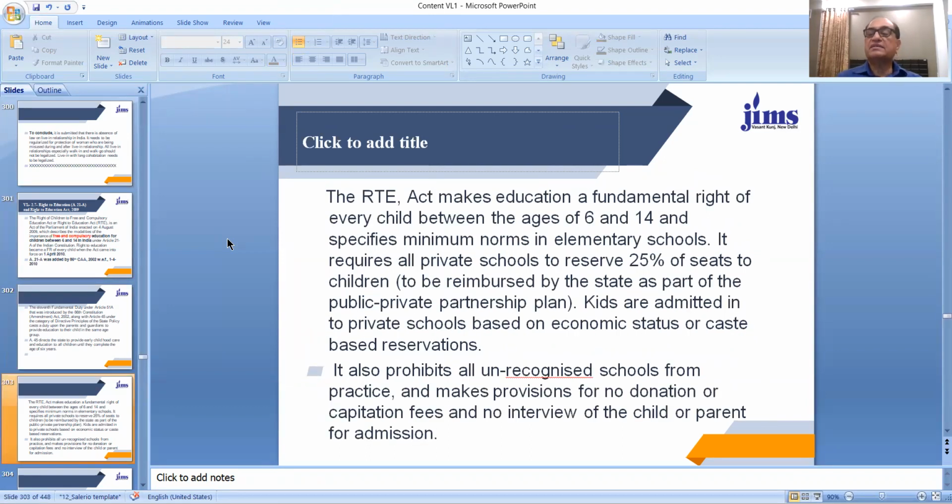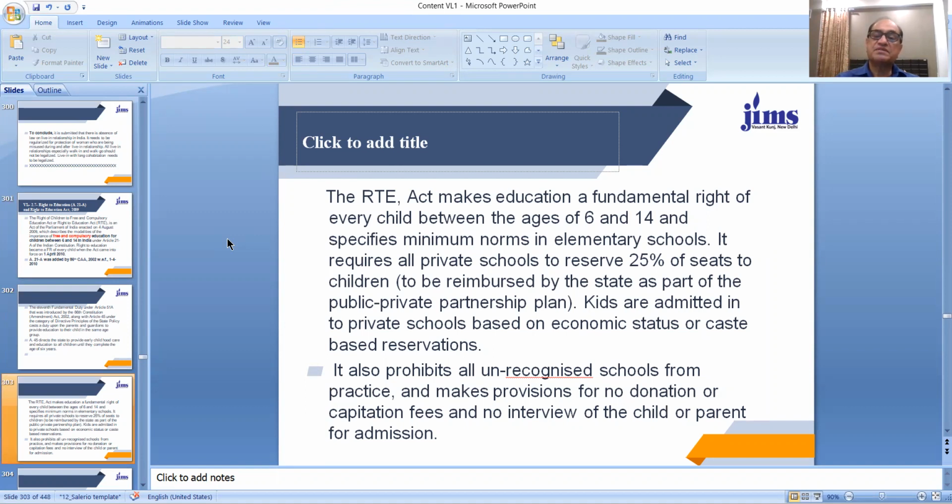This Right to Education Act 2009 makes education a fundamental right of every child between the ages of 6 to 14 and specifies minimum norms in elementary schools. It requires all private schools to reserve 25% of seats for children, to be reimbursed by the state as part of a public-private partnership plan, and kids are admitted in private schools also based on their economic status or caste-based reservations.